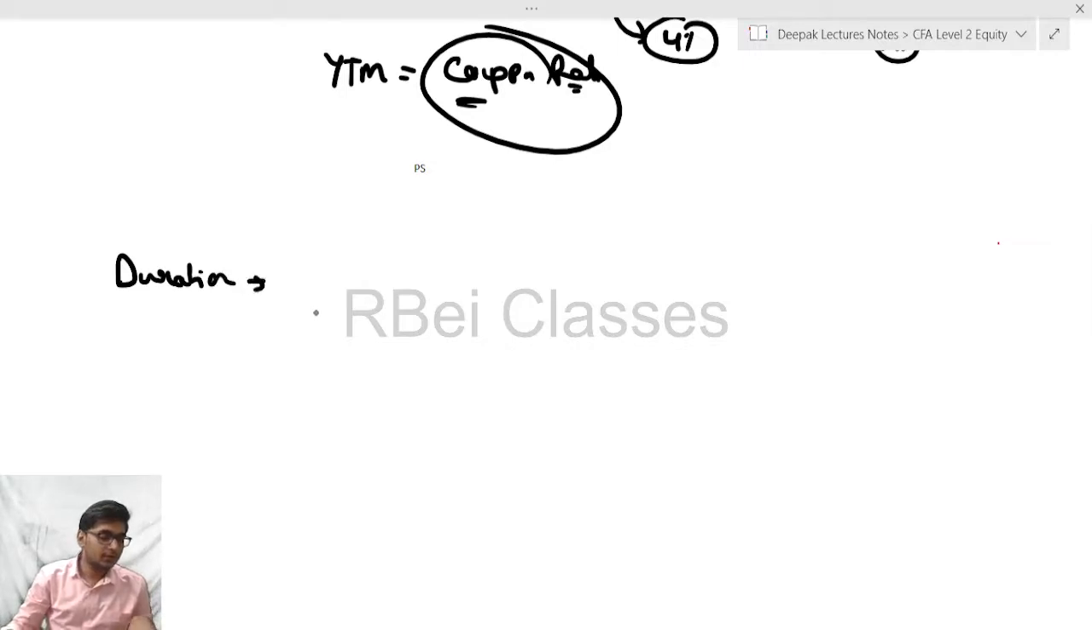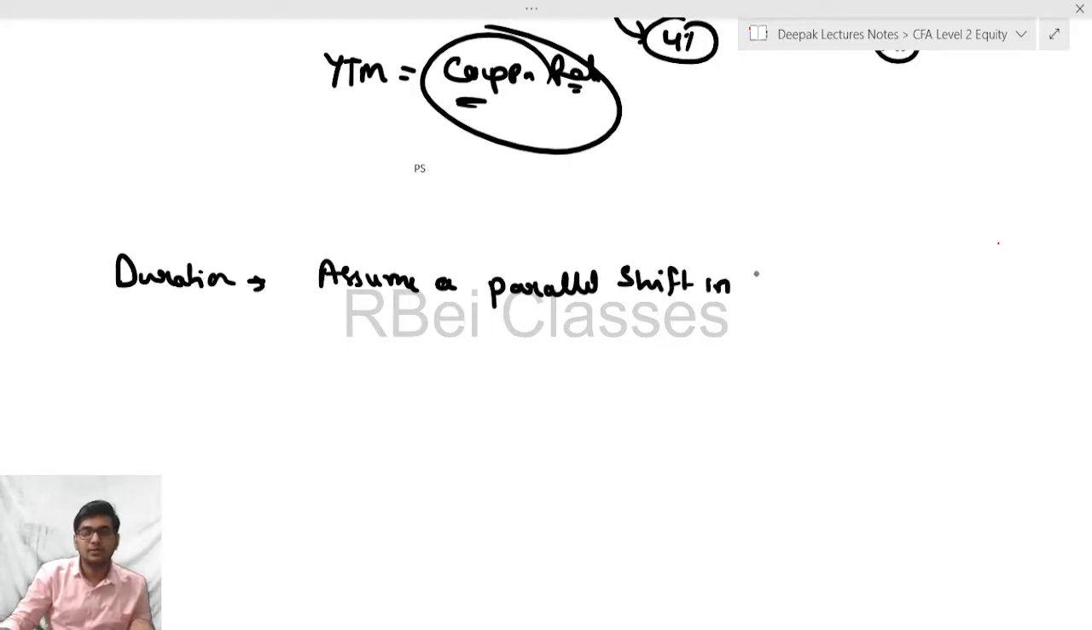Write it down. Duration measure assumes a parallel shift in the yield curve.